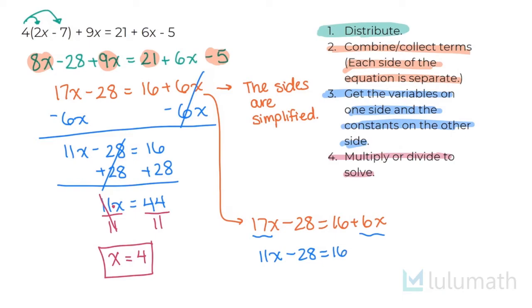16. Now I want to get rid of this minus 28, and the opposite of subtraction is addition, so I'm just going to add 28 to both sides. The negative 28's cancel, so I've got 11x left over, and then 16 plus 28 is 44. Divide both sides by 11, and I end up getting x equals 4.